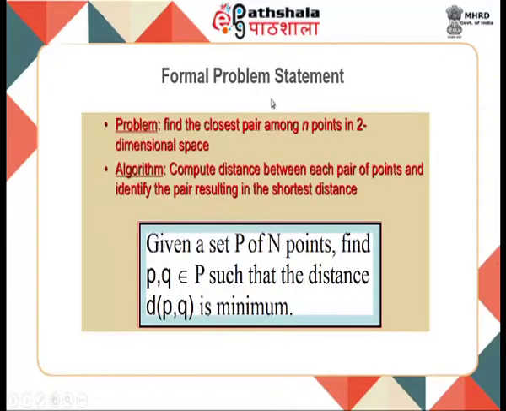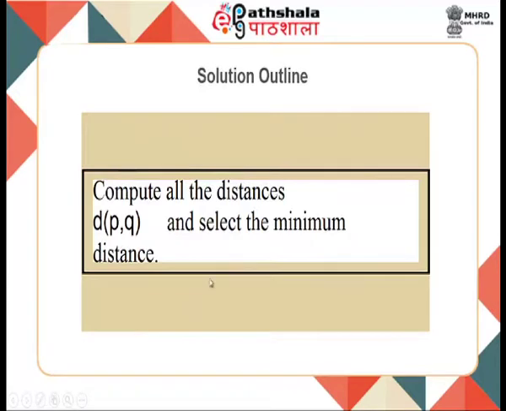Formally the problem statement can be given like this. n points are given in 2-dimensional space. What we have to do is find the pair of points where the distance between them is minimum. That means if P and Q are points that belong to the set of n points, we have to return the points P and Q for which the distance is the minimum.